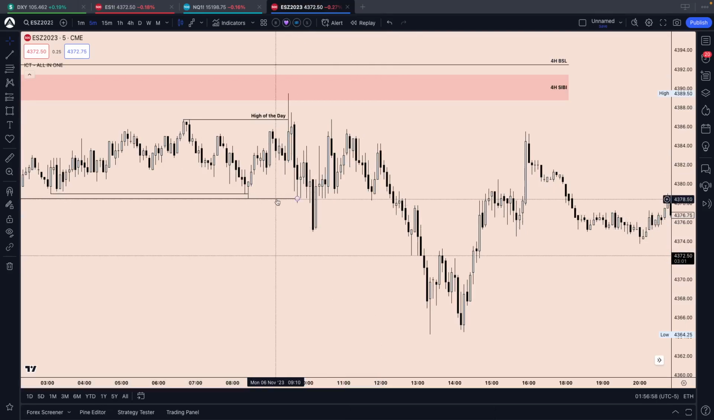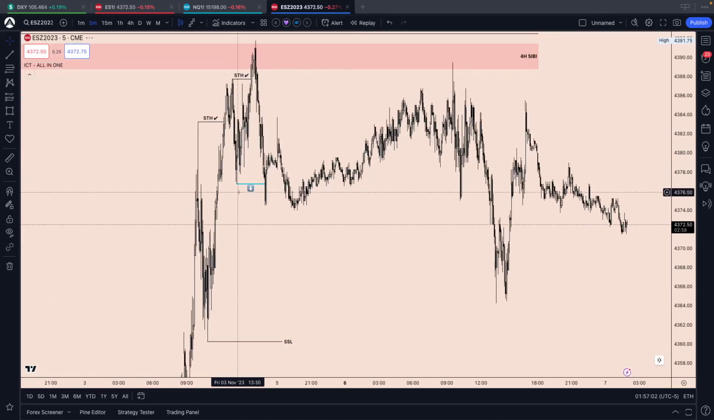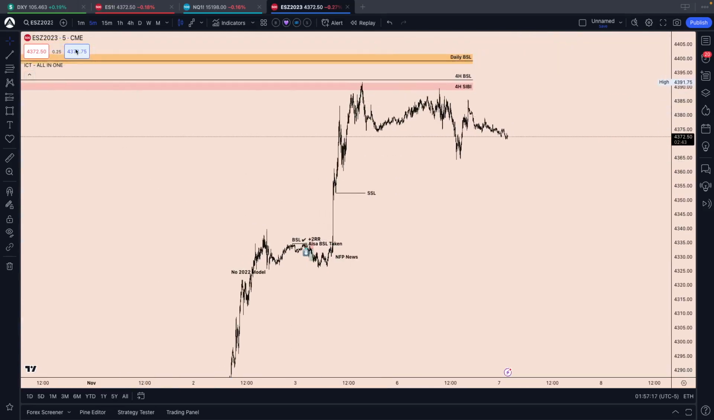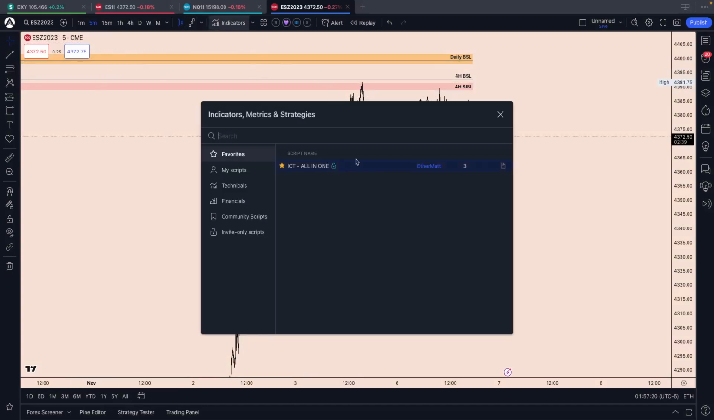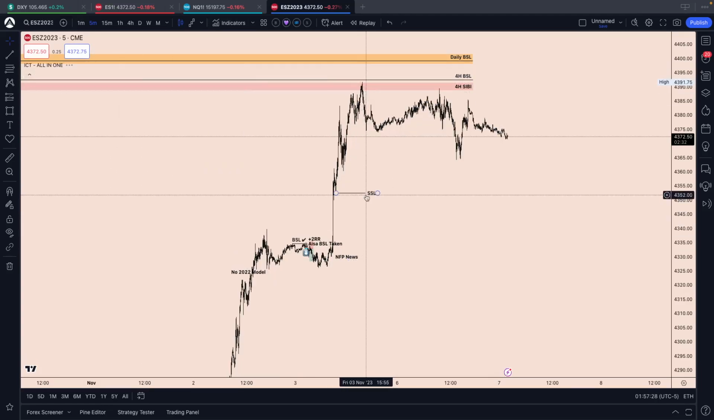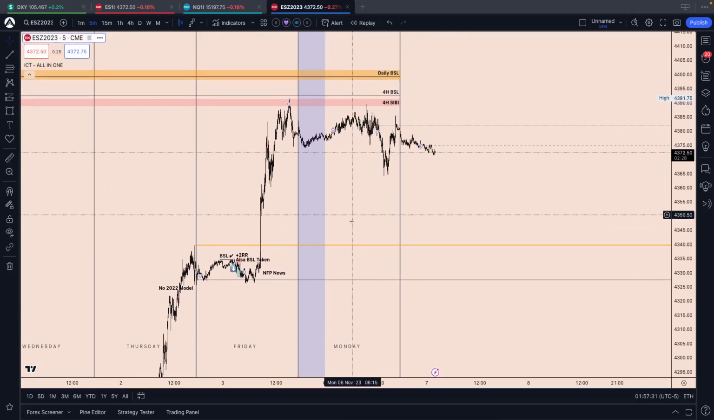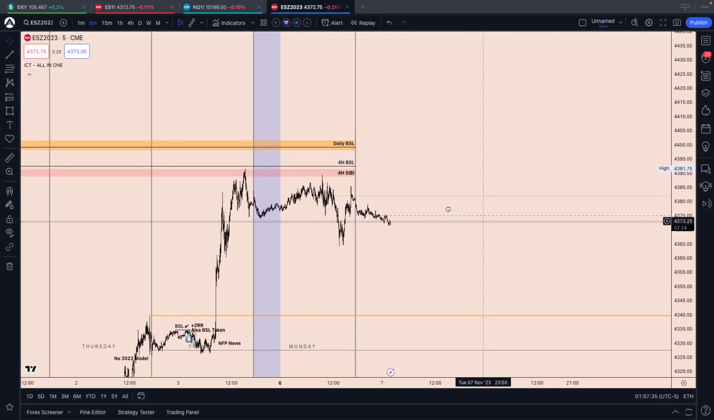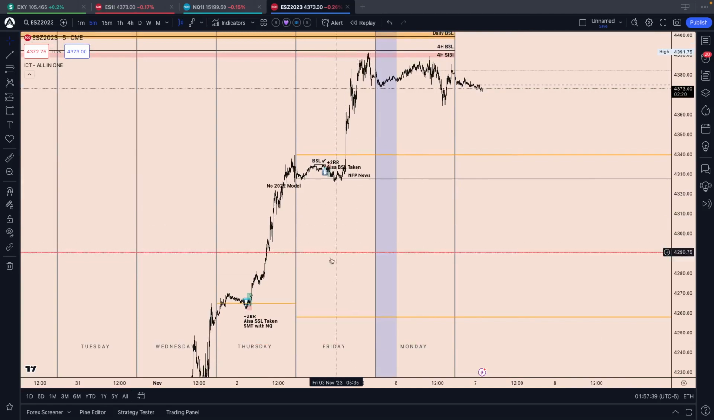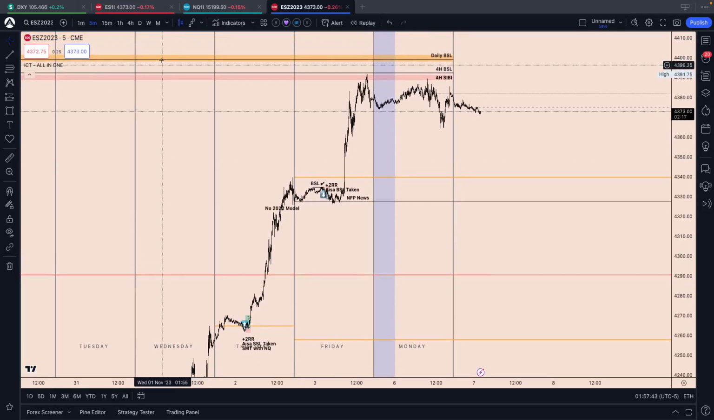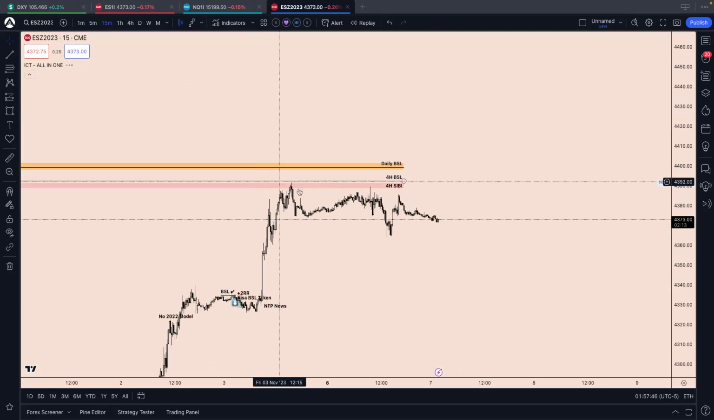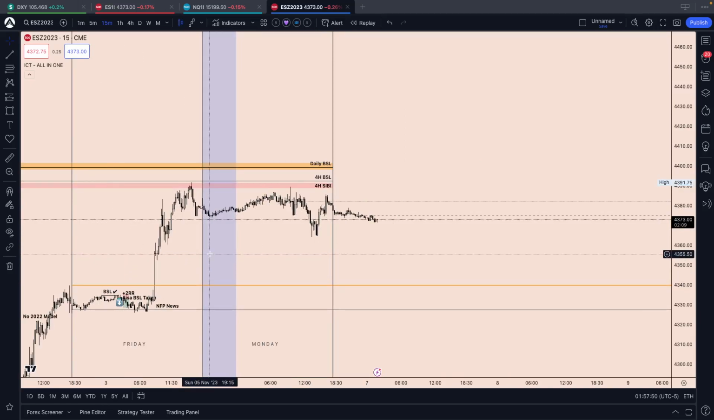So let's get rid of all the drawings that we had from Monday. Reload the indicator. No, I've got it two times. Get rid of that sell side liquidity. All right, so let me go to the settings. Previous day's high, previous day's low. Something is off here. What's happening? Friday, Monday.